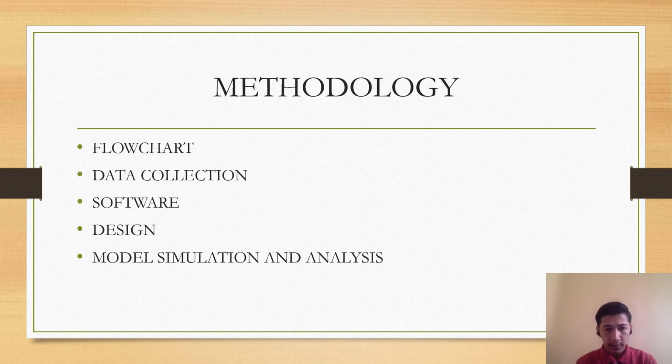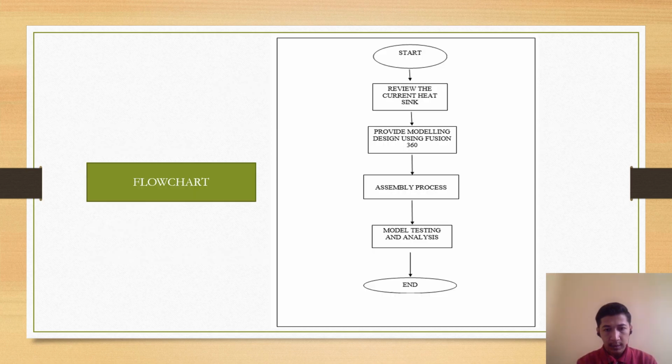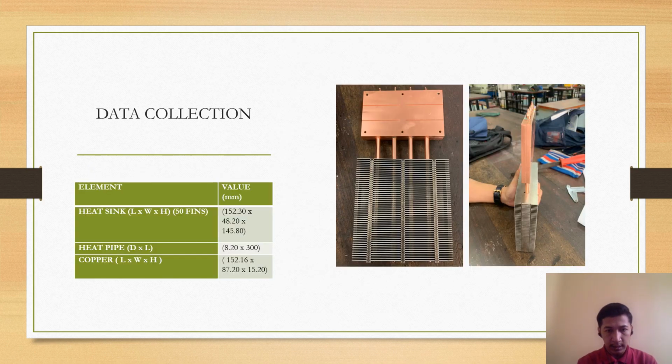They have flowchart, data collection, software design, and model simulation and analysis. Okay, this is the flowchart. First, we start. Second, review the current heat sink. Third is provide modeling design using Fusion 360. The next one is assembly the process. The next one is model testing and analysis. That's all.